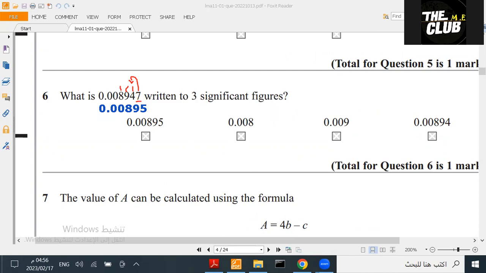So question 6, the correct answer is the first one. For 3 significant figures, you start counting, but not with the zeros. You count the zeros only if they are in the middle, not in the beginning. Then you say 1, 2, 3, and you look at number 4. 7 is big, so you add 1 to the 4, it becomes 5. So it's going to be 0.00895. And this is how you answer question 6. Let's move on to question 7.